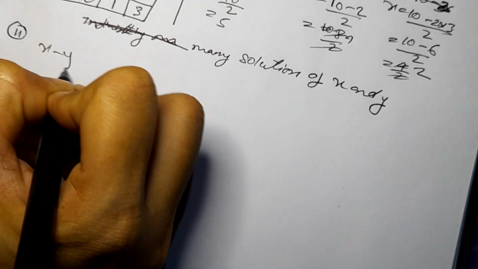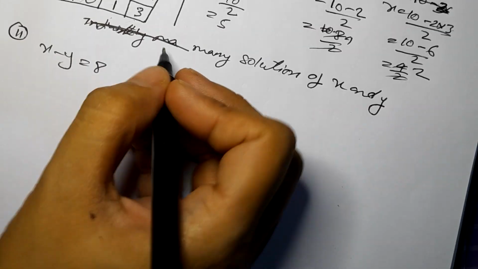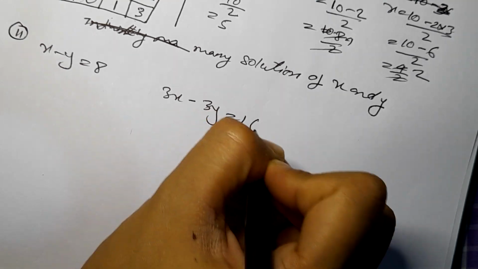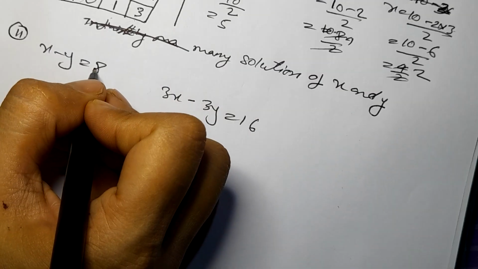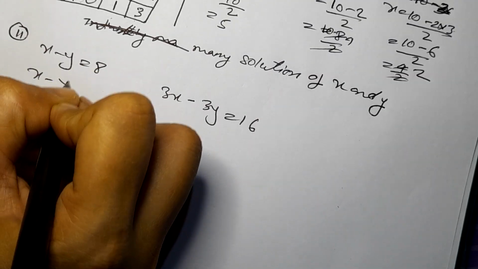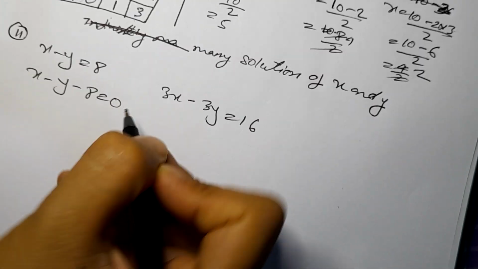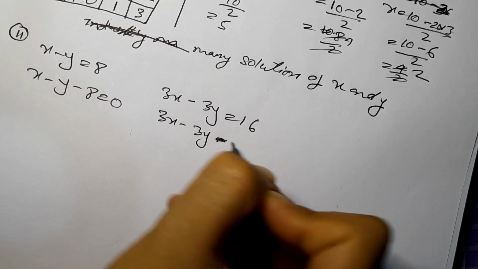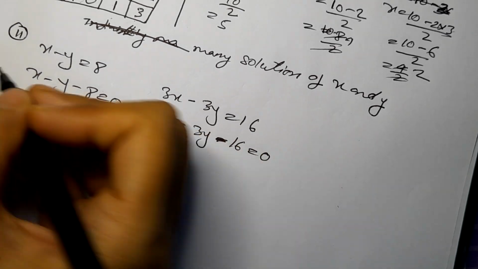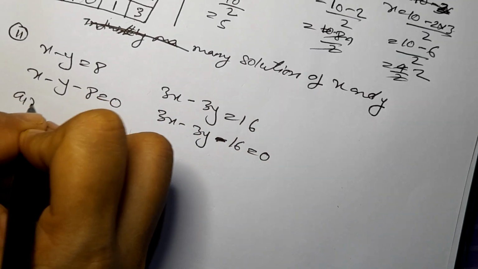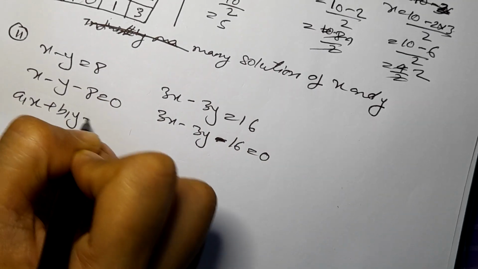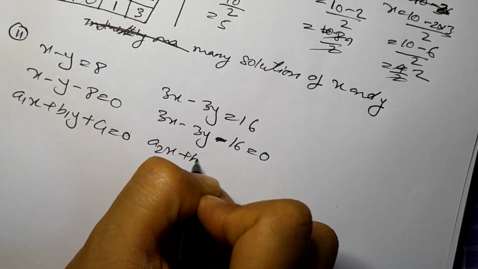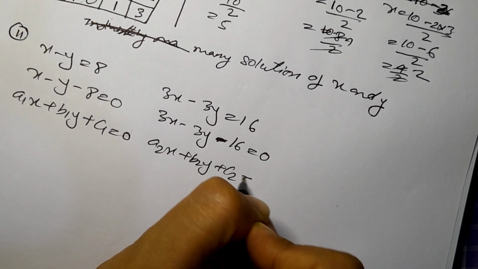x minus y equal to 8. This is one equation. 3x minus 3y equal to 16. Bring the constant this side. It will be x minus y minus 8 equal to 0, and 3x minus 3y minus 16 equal to 0. Compare with the general equation: a1x plus b1y plus c1 equal to 0, a2x plus b2y plus c2 equal to 0.